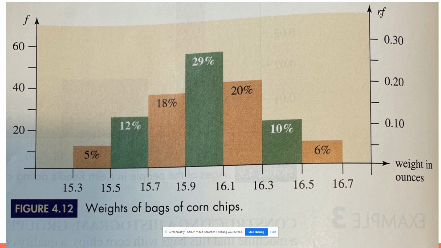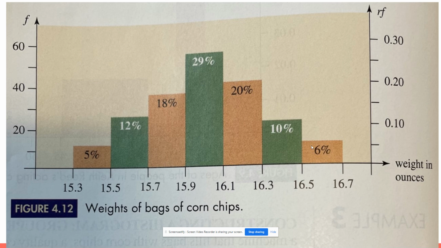Let's see, here's our relative frequency on this side. Here's our frequency on the other side. So for the ounces that weighed 15.3 to 15.5, only 5% of our bags were kind of shorting people on that. Most of our bags of corn chips had 15.9 to 16.1. So on the bag, you could say, all right, these have 16 ounces of chips, because that's our kind of average. Most of them are in here.